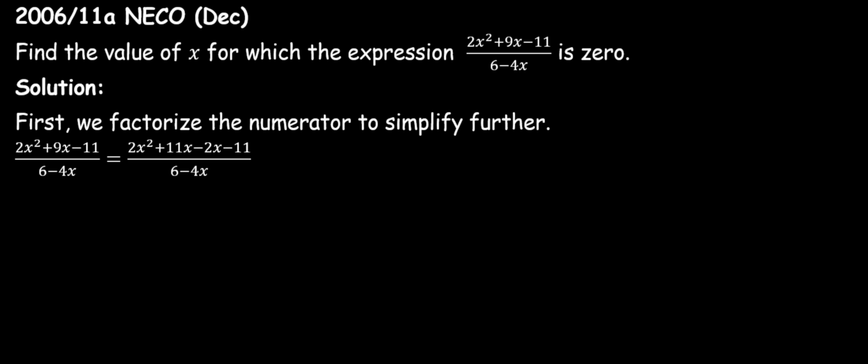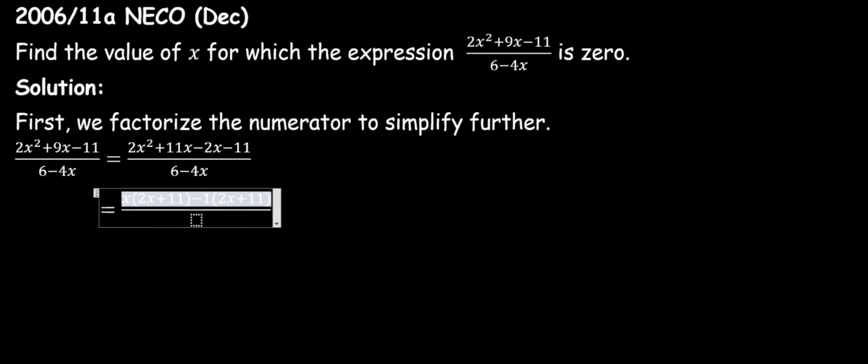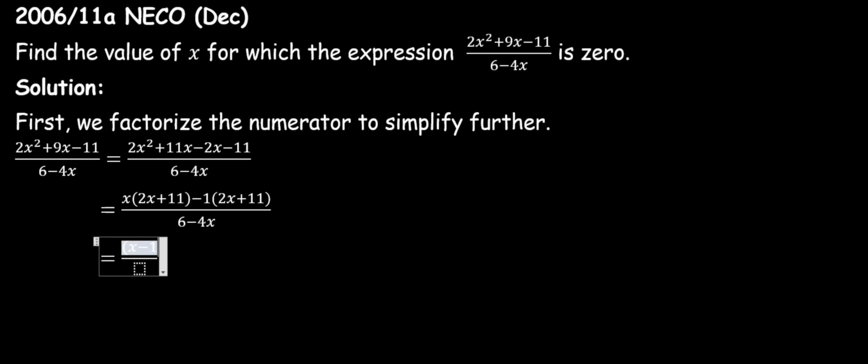Our numerator will now change to 2x squared plus 11x minus 2x minus 11, divided by 6 minus 4x. And we can factor out x from the first two items, and you will be left with 2x plus 11. Then factor out minus 1 from the last two items, and you will be left with 2x plus 11. Since x minus 1 is common, we can factor it out, and you'll be left with 2x plus 11. If we simplify further, trying to see whether there is any similarity with the denominator, we factor out 2 and you'll be left with 3 minus 2x.